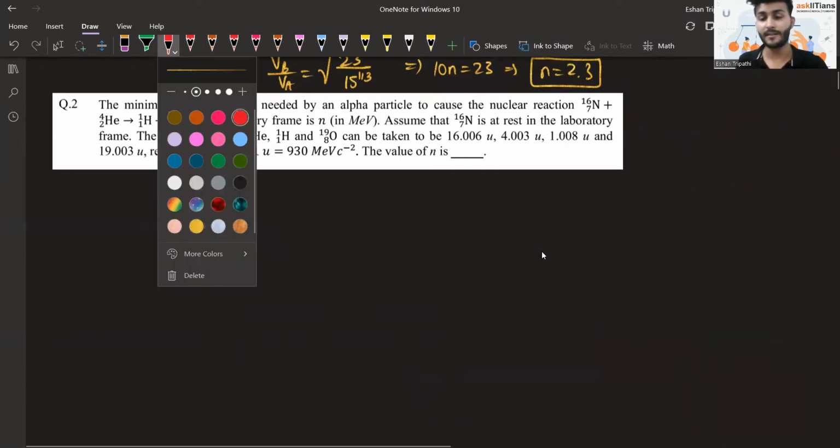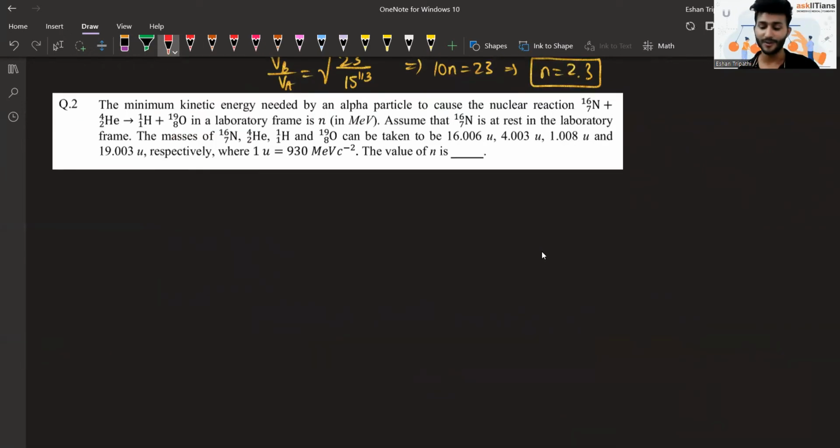Now, this is one question where at different places when you try to find the solution to it, they have made small mistakes somewhere. I'll tell you the complete solution of it, how to actually get it right, considering a couple of factors which I will discuss. Here they are saying 16N7 plus 4He2, basically alpha particle, this is what we call it. These two combine to give this. Now in the question it's given that we are supposed to find the minimum kinetic energy of the alpha particle so that this reaction happens, and it is also given that this nitrogen nucleus is at rest.